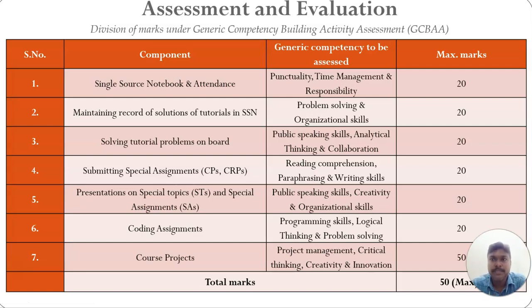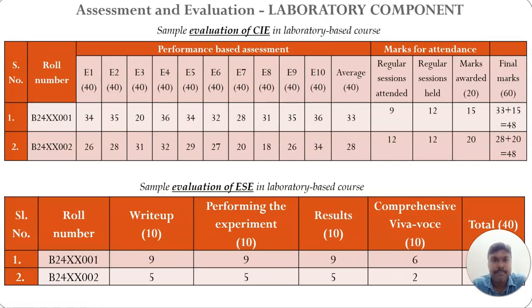Right, so as part of GCBAA, as we have given in the table in the previous slide, a total of 20% of the weightage will be considered for evaluation at the end of the semester. So these are the various components we are testing each one of you on: single source notebook and attendance, and the course project. You can take any of these, but the maximum marks is 50 only. Either you can take these 3 or you can take the last one also. Straight away you will be getting the 50 marks.